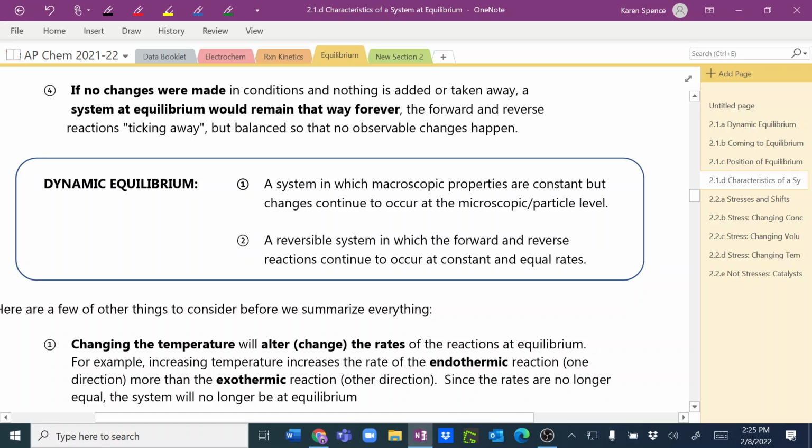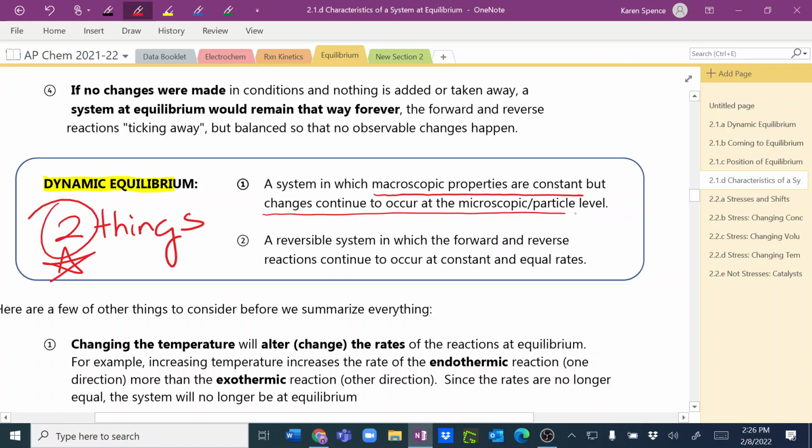So, if you are defining dynamic equilibrium, you need to have two things. One, the macroscopic properties are constant, but particle changes continue to occur at the microscopic level. Or you could say the reversible system in which the reverse and forward rates continue at constant and equal rates. Either of those would be a good definition.